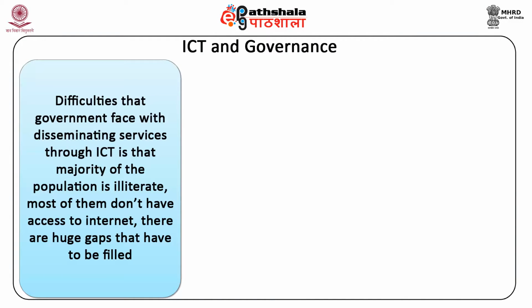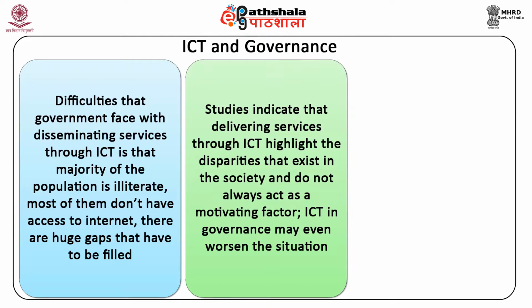Difficulties that government face with disseminating services through ICT is that majority of the population is illiterate. Most of them don't have access to internet. There are huge gaps that have to be filled. It is very difficult to provide services to people who lack computer skills. Studies indicate that delivering services through ICT highlight the disparities that exist in the society and do not always act as a motivating factor. ICT in governance may even worsen the situation.